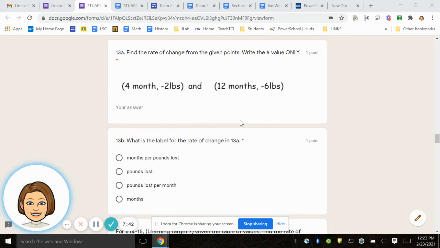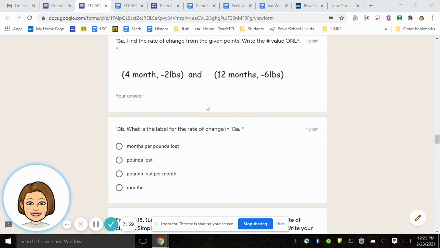Number 13a, be careful because there are negative numbers here. Again, set it up vertically. You have 4 months and negative 2 pounds, and 12 months and negative 6 pounds. So it looks like someone's on a diet.